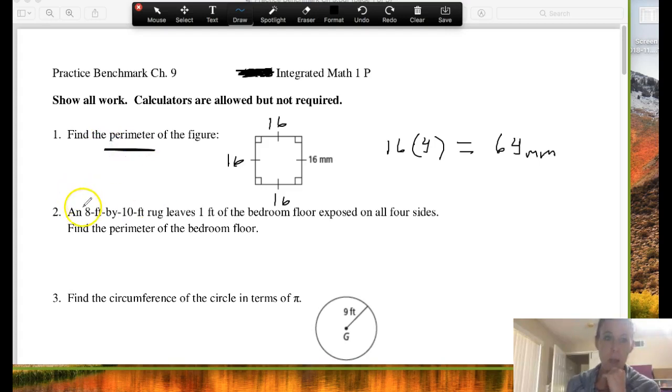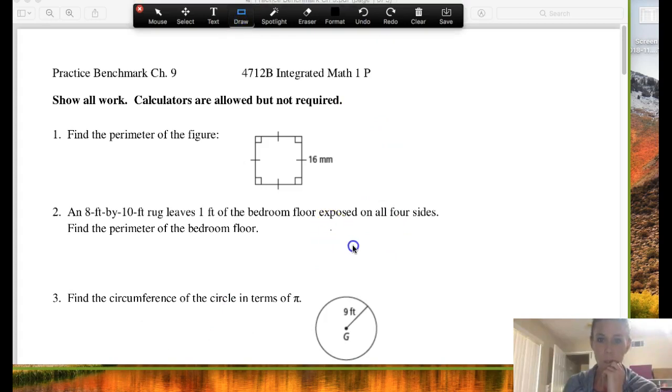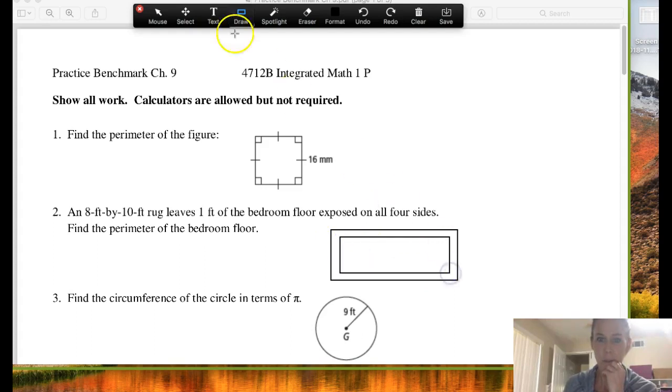Simple, simple. All right, number 2. An 8-foot by 10-foot rug leaves 1 foot of bedroom floor exposed on all 4 sides. Find the perimeter of the bedroom floor. So let's go ahead and make a drawing here. There we go. It's an 8-foot by 10-foot rug, and it leaves exposed 1 foot of floor on all 4 sides.